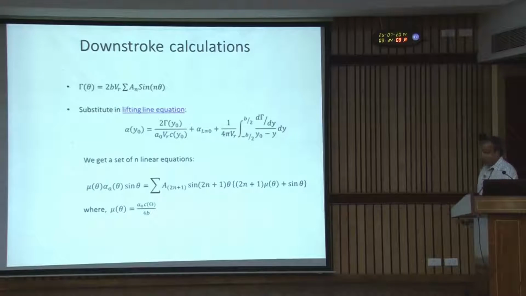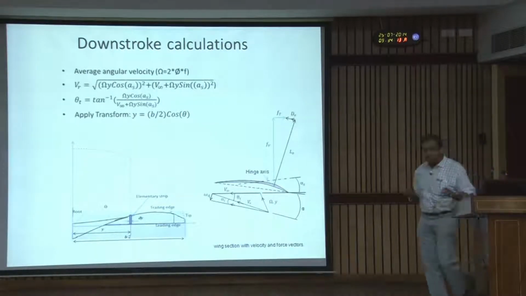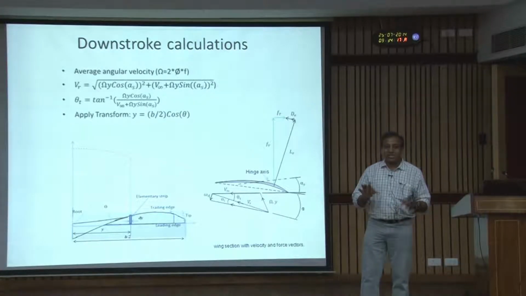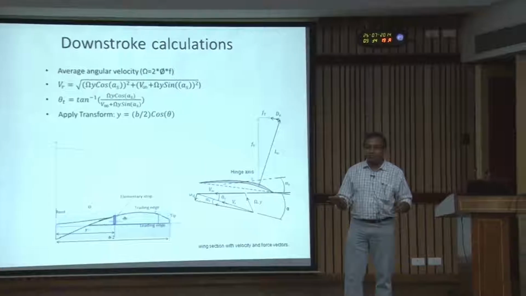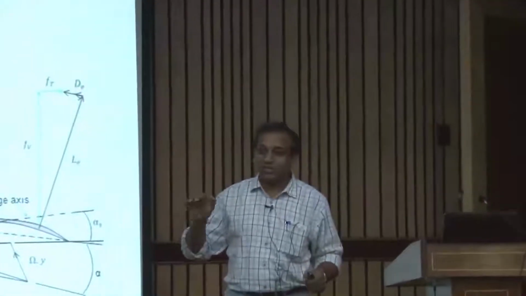Now, this is just a quick calculation. We use lifting line theory, which is valid for steady, two-dimensional flow. So the assumption is steady two-dimensional flow, and we are applying it to unsteady flow. That's why I am saying the theory is very elementary.